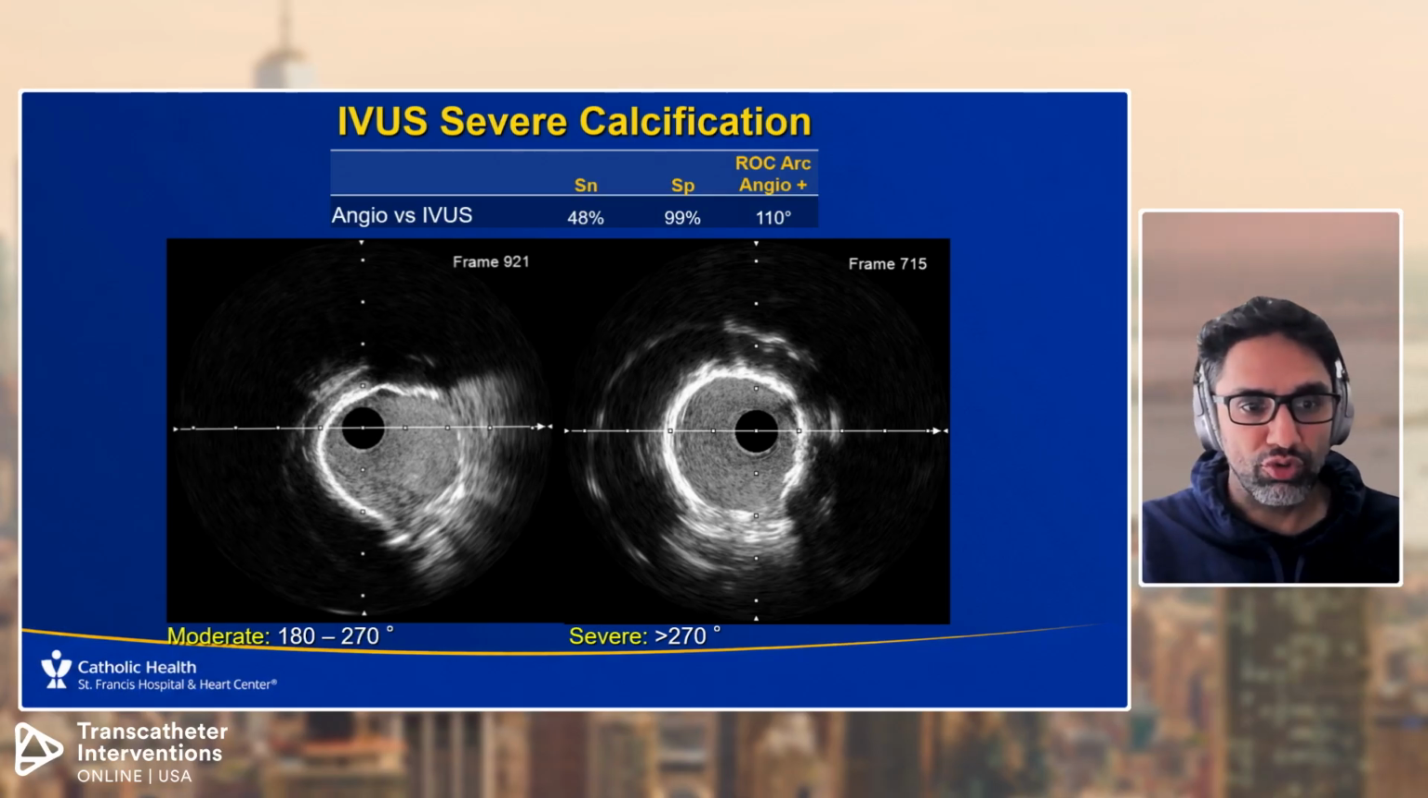Traditionally, what you're going to see from the data is that we define moderate calcium as 180 to 270 degrees on a single cross-section, and severe as more than 270 degrees. As I mentioned before, compared to IVUS, the angiogram is relatively insensitive, but it is very specific. We start to see calcium on the angiogram that we can detect by IVUS when it gets to about 110 degrees.